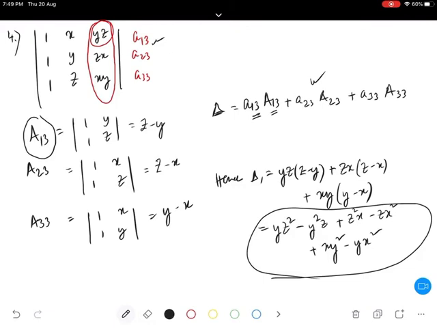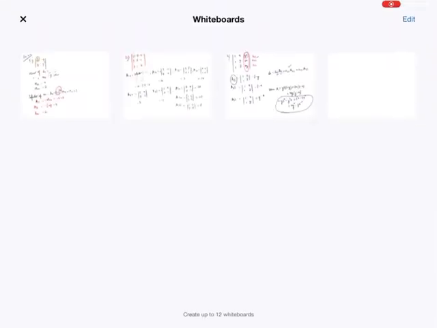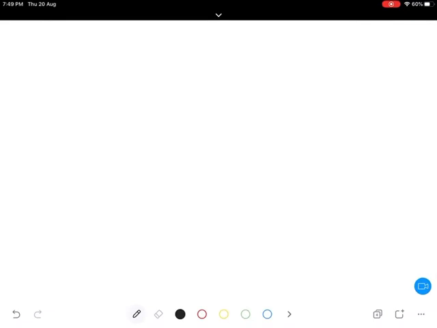Question number 5. Tell me which option is correct. Which option is correct for question number 5? You have to check whether the corresponding cofactors are multiplied or not. Come on, do it fast. Pass.